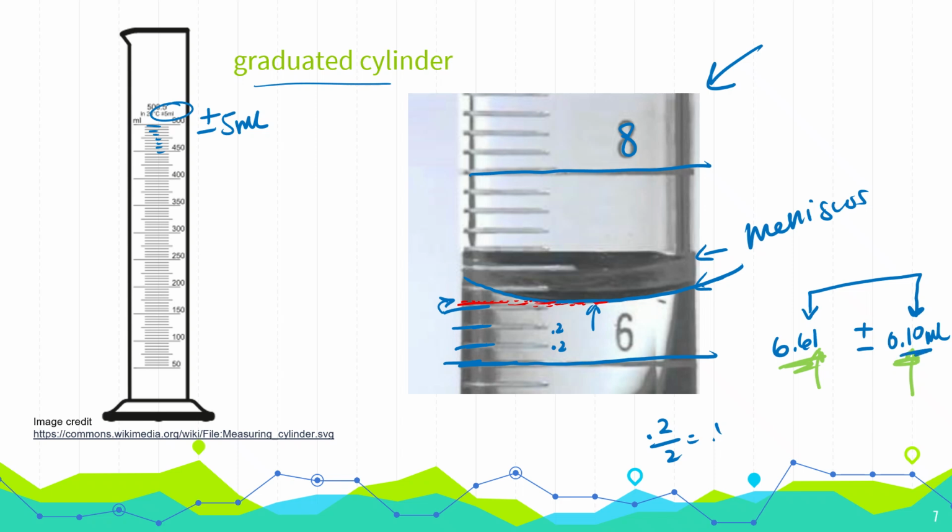I'm still saying we've got some wiggle room of about 1/10 of a milliliter, but it's actually closer to 10 hundredths of a milliliter, which is almost the same thing, but this has a little bit more specificity than just 1/10 of a milliliter. So this is our measurement. This is the volume in the graduated cylinder, 6.61 milliliters plus or minus 0.10 milliliters. Let's do a couple more.